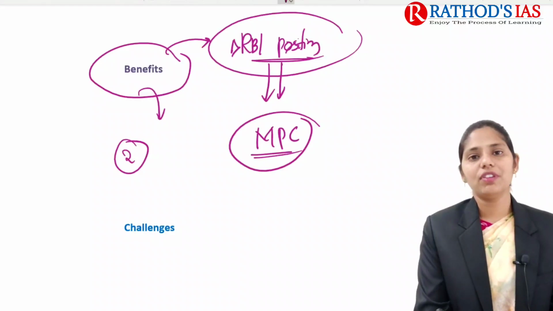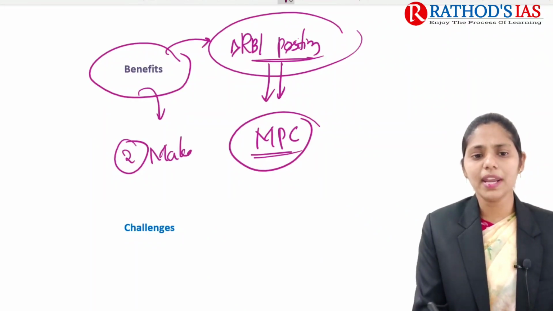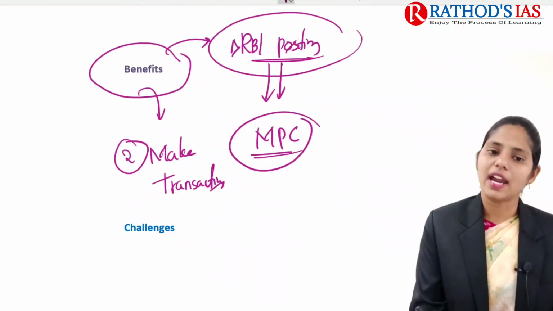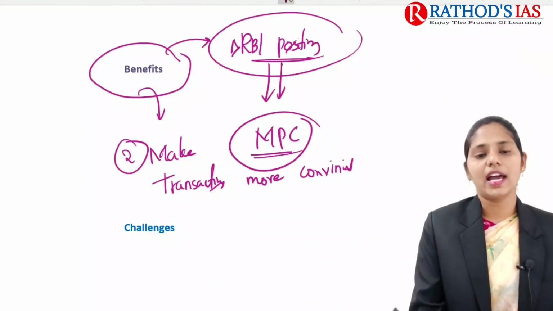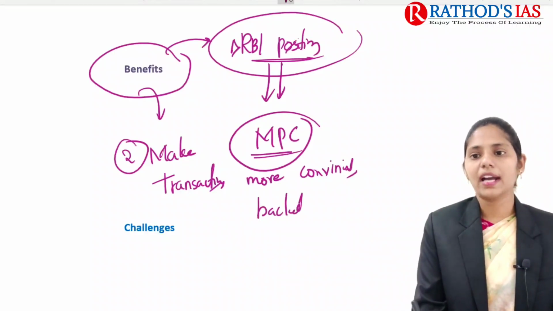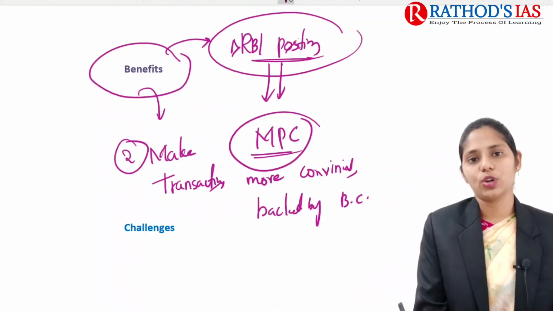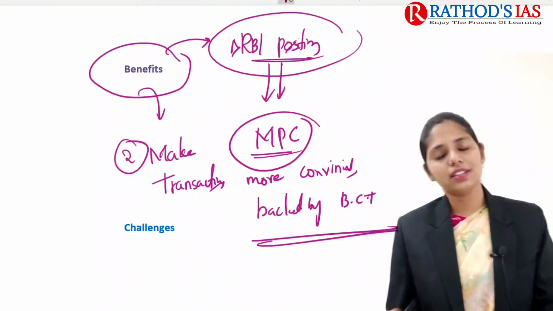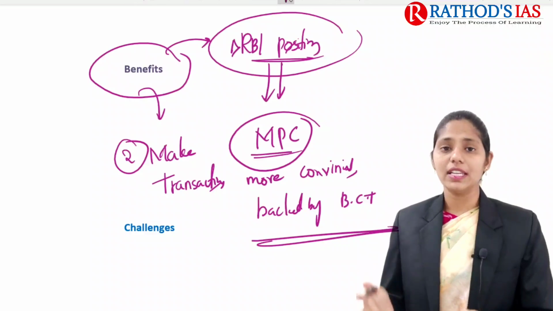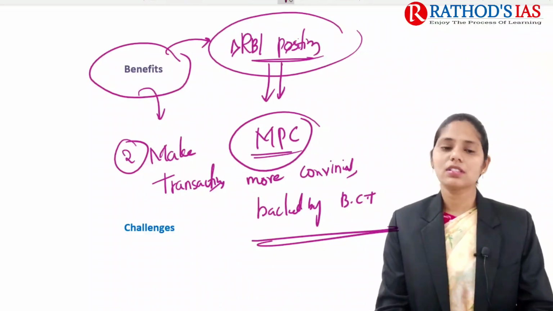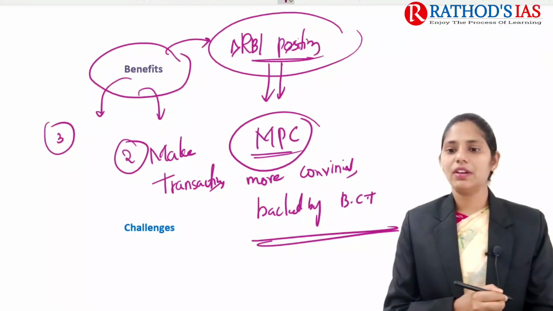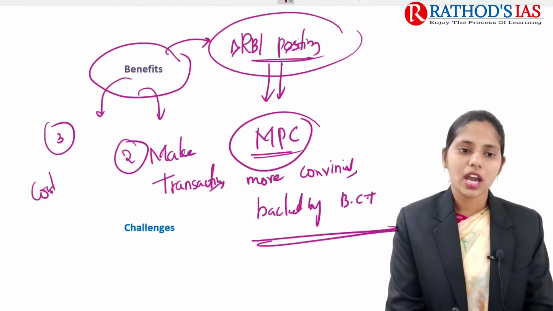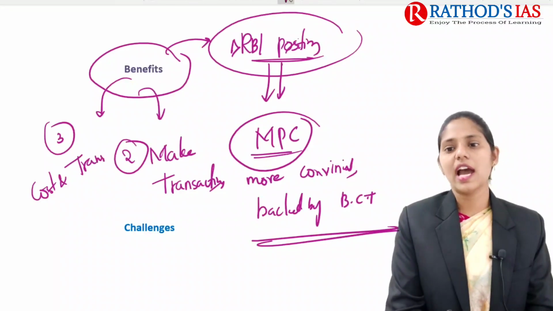And the second important benefit here is we can make transactions more convenient, and this is mainly backed by blockchain technology. So transactions are more convenient, easy, and also backed up by this blockchain technology. And the third important benefit here is the cost and transaction.